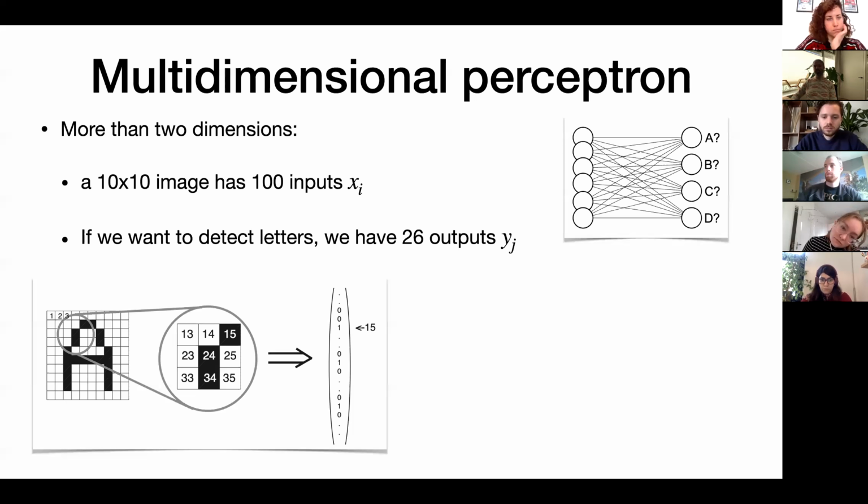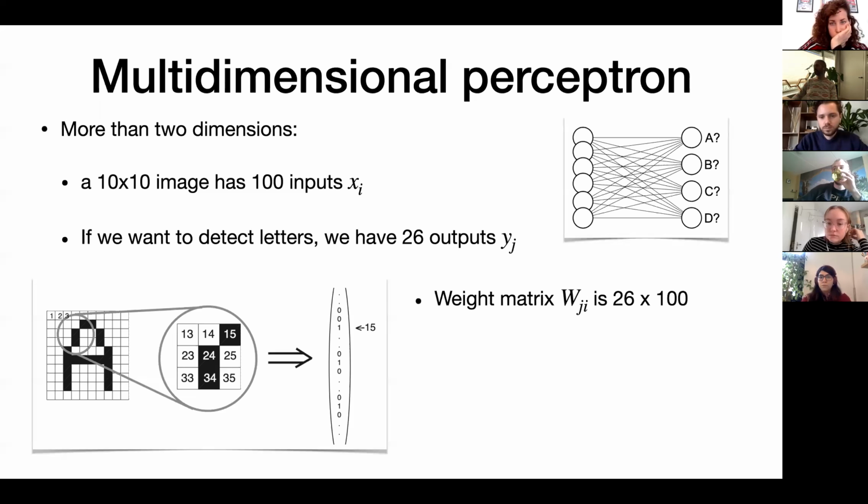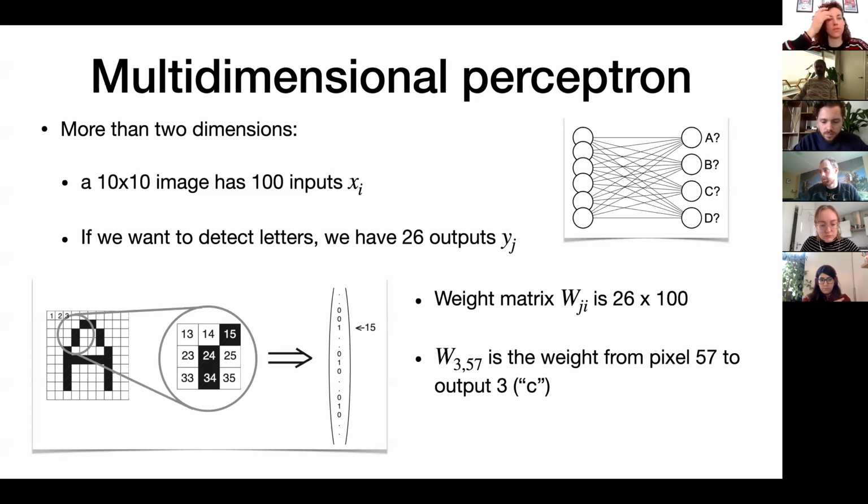And in the case of letter detection, we would have 26 outputs. But the perceptron, the machinery underpinning this, is still the same, even though now our weight matrix, where we had two weights or three with the intercept weight before, now has 2,600 different weights that we want to set. Right? But still, we can do this sort of thing.